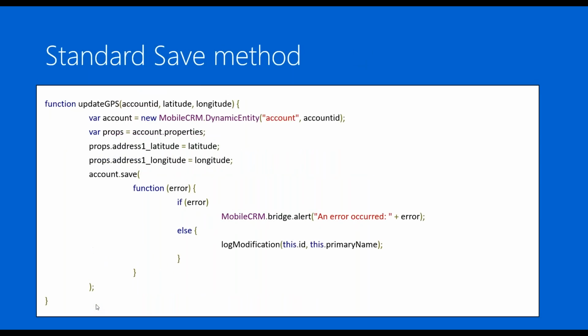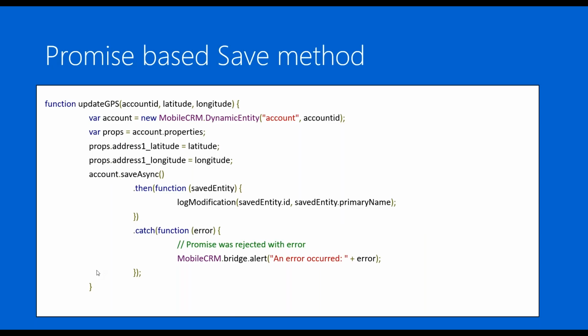Similarly, for the save method, you have the standard approach, which calls account save, and then you have the success callback. And with the async method, you can use then and catch. So again, if you have been writing TypeScript, or if you have been using promise-based or even async await, I think this will be a great update for you.